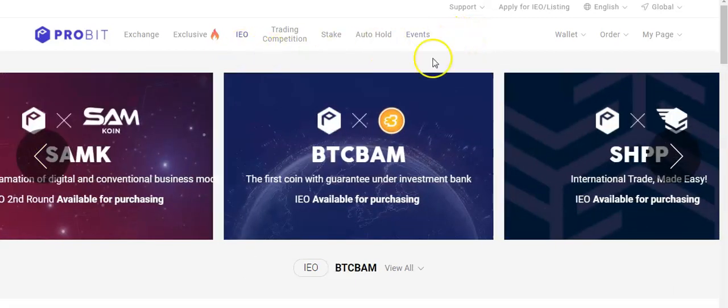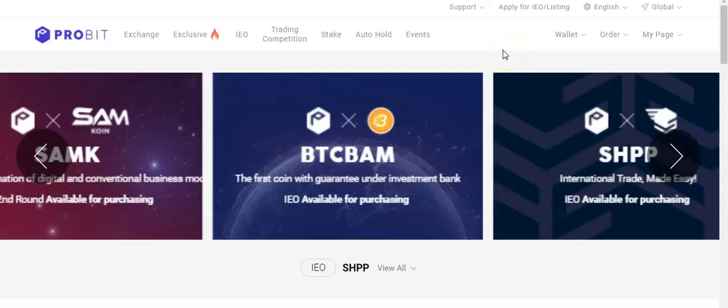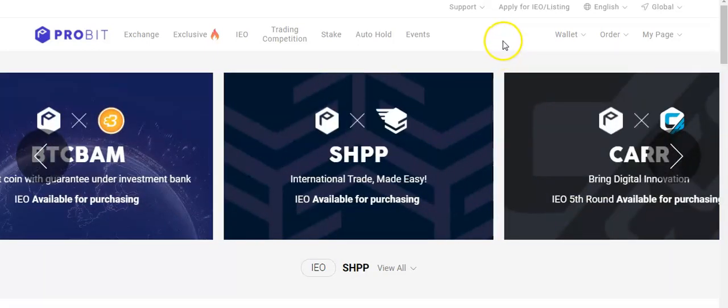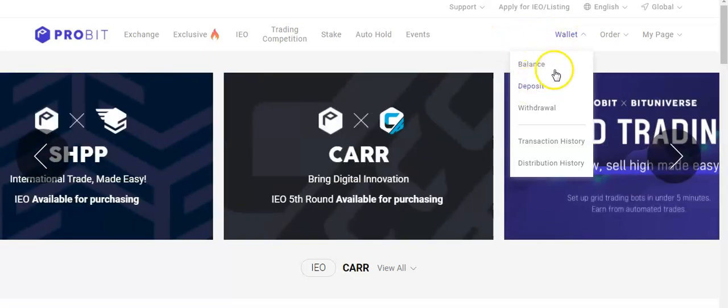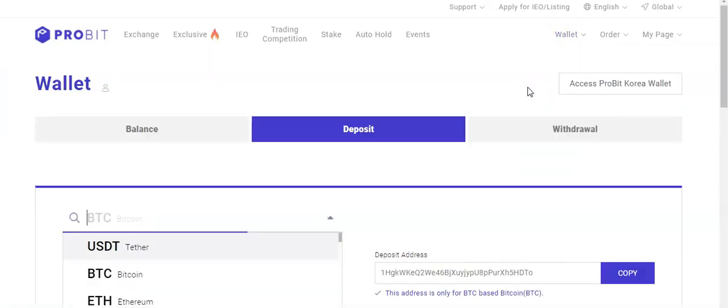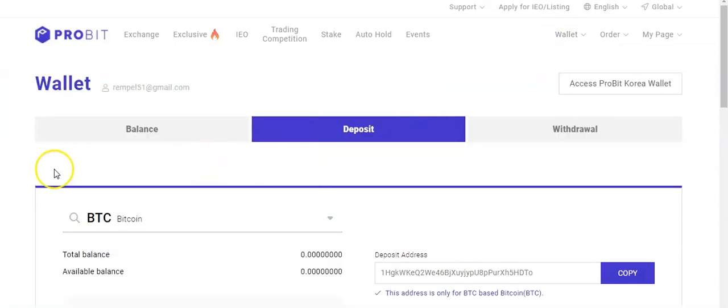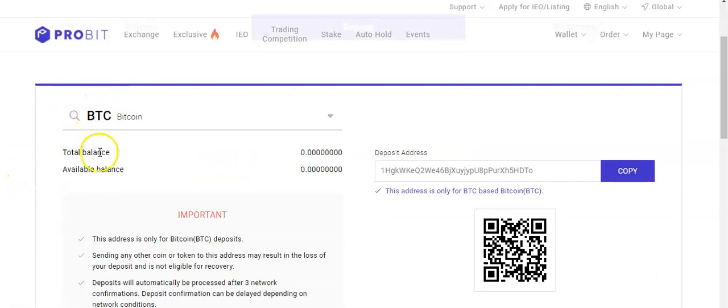All right. Now that we have an account, the first thing that concerns me is finding out how to make a deposit. So for that, I'm going to hover my mouse over wallet. I'm going to click on deposit. And then here, by default, it shows Bitcoin. Mind you, this has to be the real Bitcoin, not the wrapped version. Only the real Bitcoin.